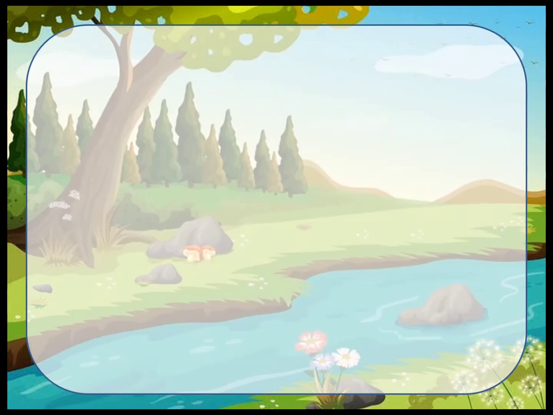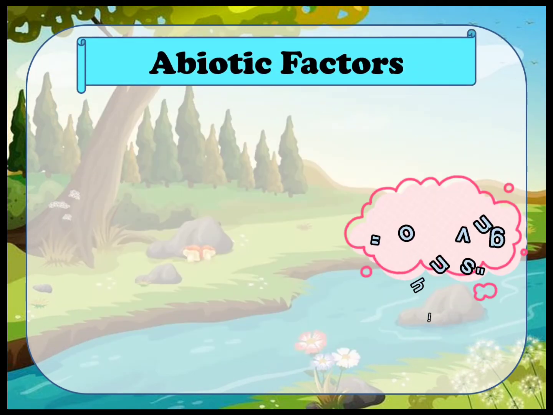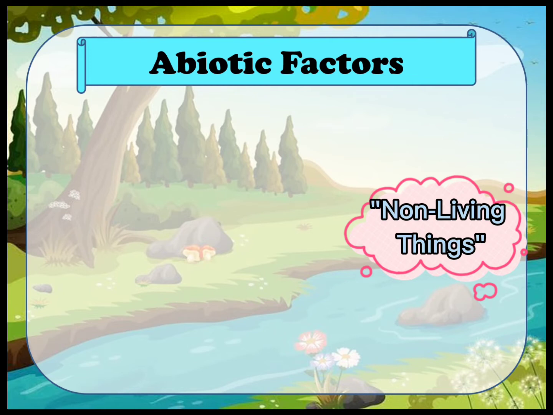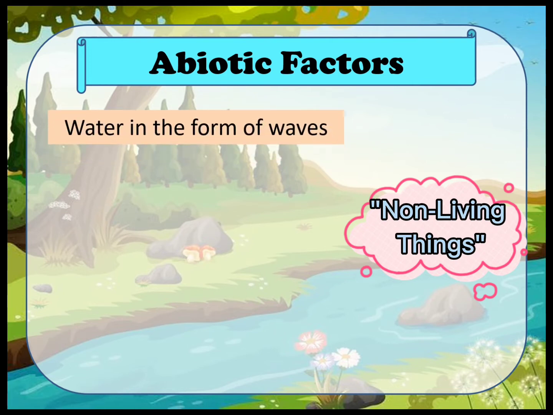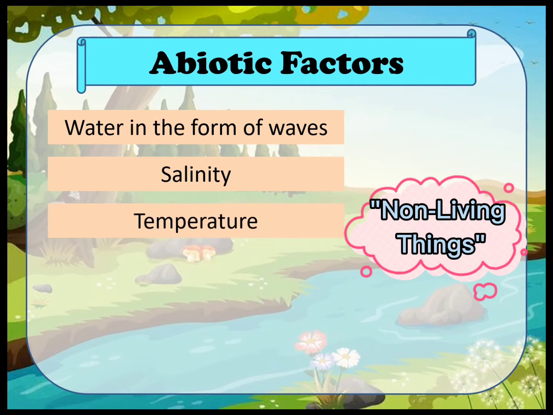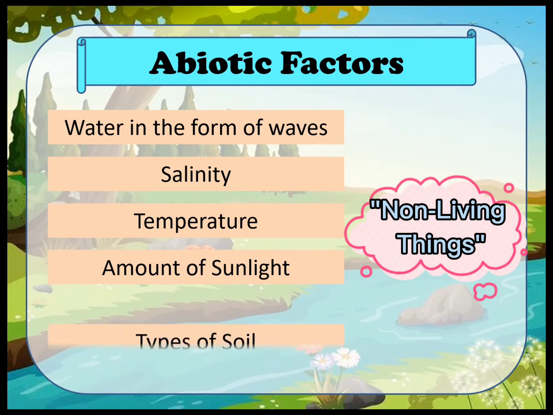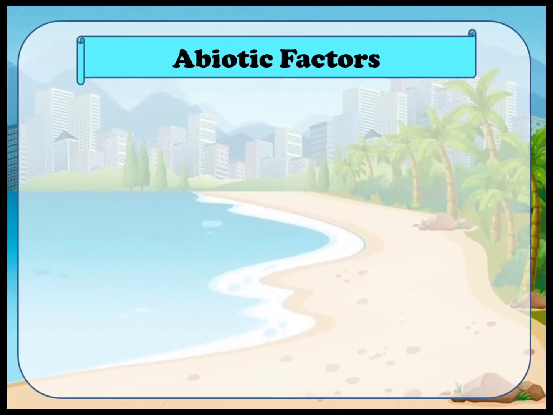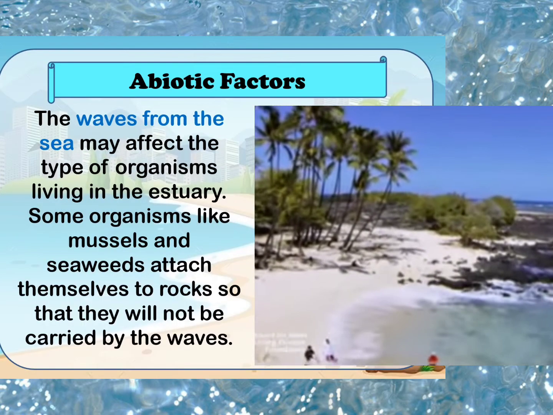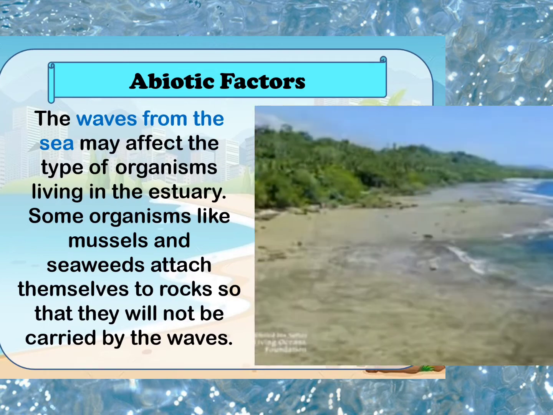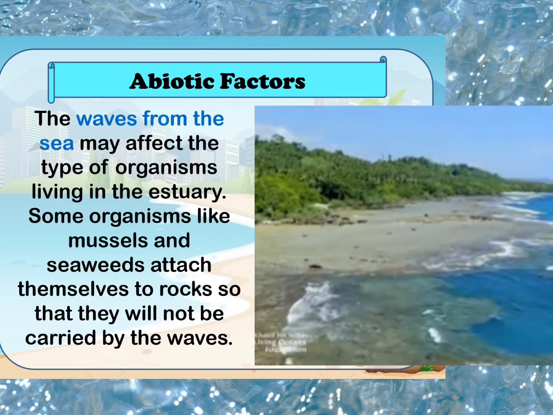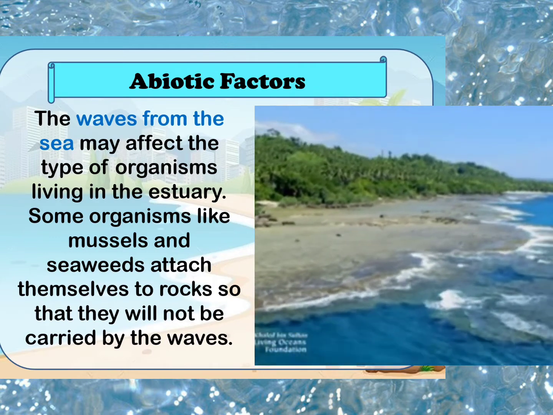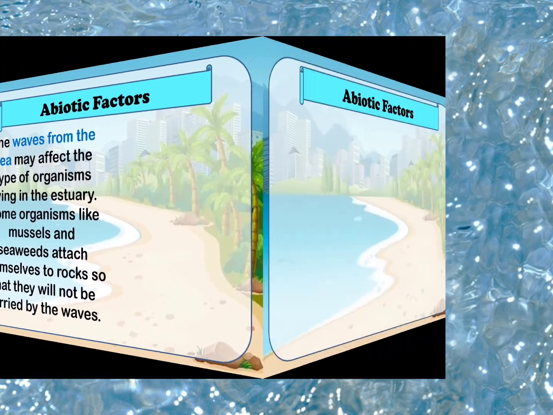These are some abiotic factors that can be found especially in estuaries and intertidal zones: water in the form of waves, salinity, temperature, amount of sunlight, and types of soil. Let's go over these abiotic factors one by one. First, we have the waves. The waves from the sea may affect the type of organisms living in the estuary. Some organisms like mussels and seaweeds attached can be carried by the waves.